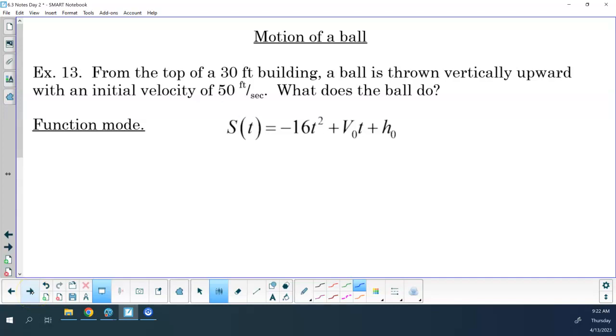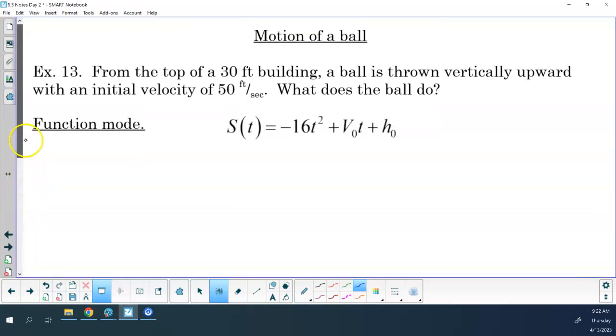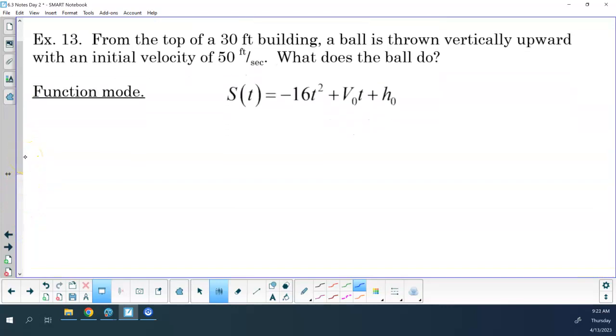Okay? So, the motion of a ball. I believe this is in your packet now. It might be on page 3 now. Okay? From the top of a 30-foot building, a ball is thrown vertically upwards with an initial velocity of 50 feet per second. What does the ball do? Okay? So in function mode, we can write a function to go along with that.